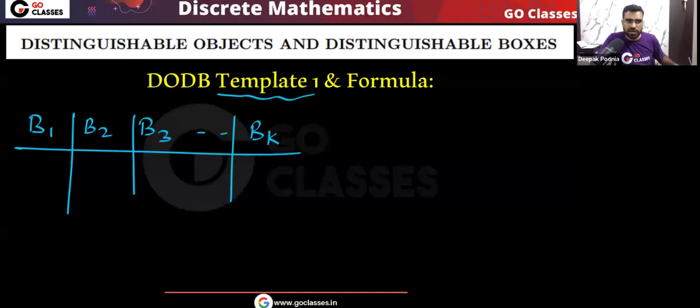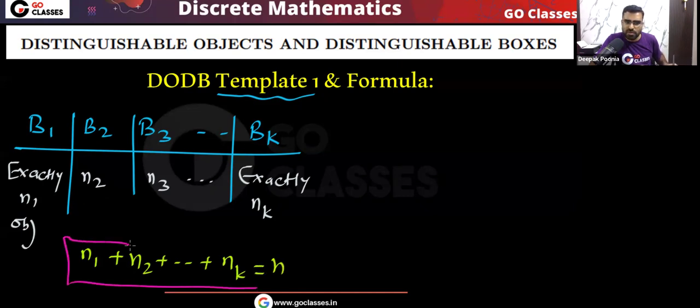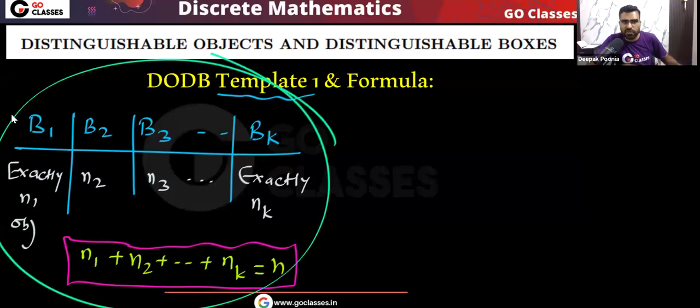Okay. And what do we want? We want to put exactly n1 objects here, exactly n2 objects here, n3 objects here, and exactly nk objects here. Okay, this is what we want to do. But there is a condition that this total n1 plus n2 plus nk should be equal to n. Means we want to distribute all the objects. Okay, remember this is a DODB template that we have already seen.